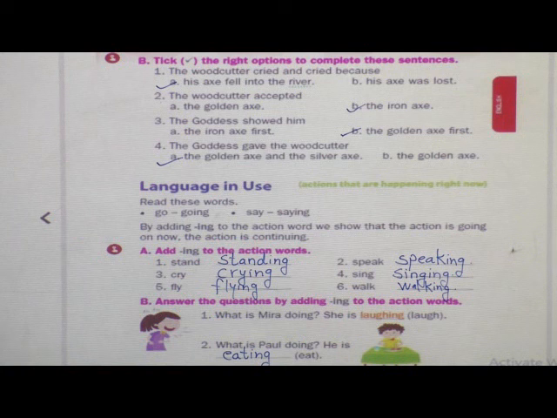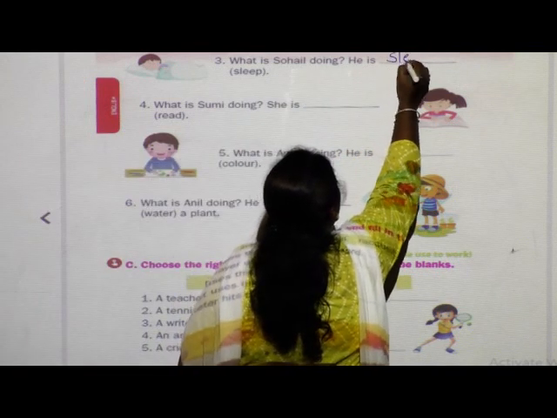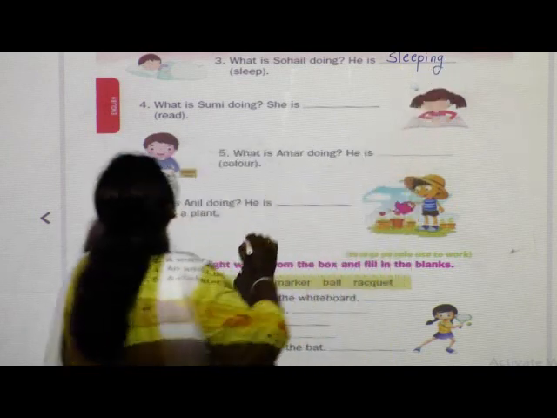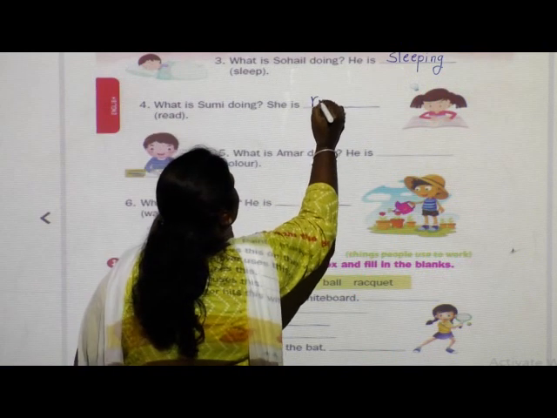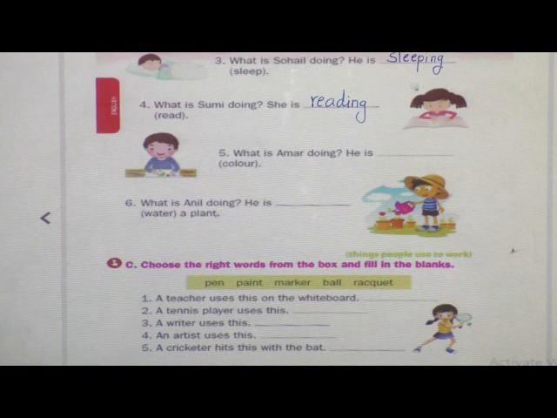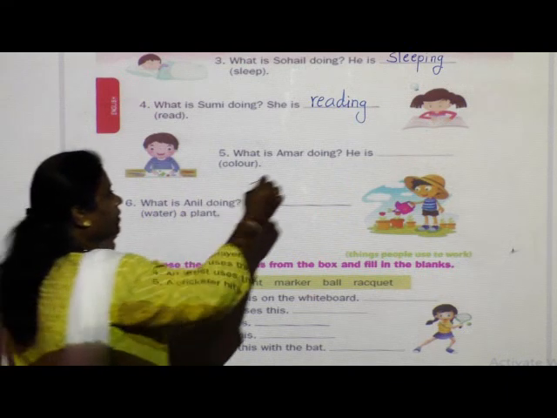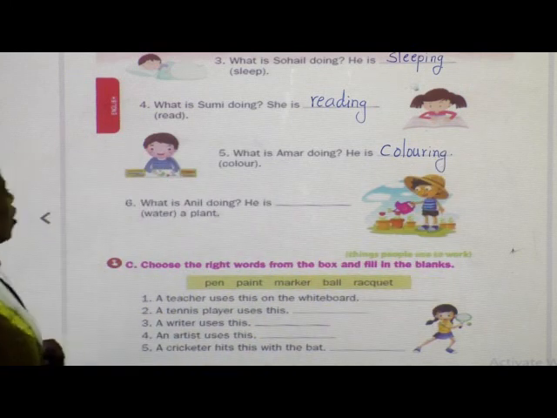Okay, children? The next one, page number 46. Next page, 46. The third one, what is Sohel doing? He is sleeping. Okay? Next, what is Sumi doing? She is reading. Okay? What is Amar doing? He is coloring. Okay? What is Anil doing?